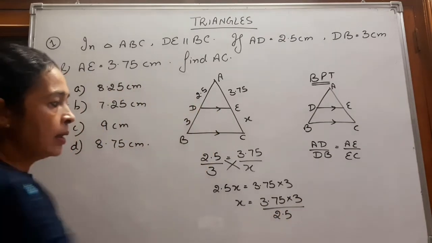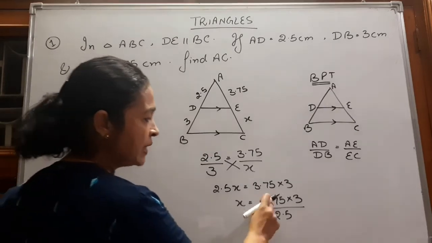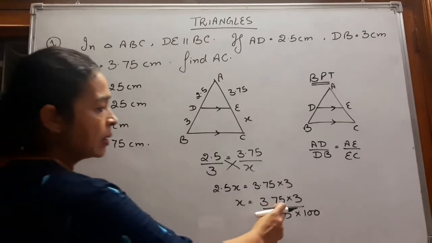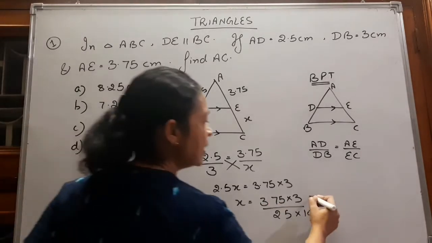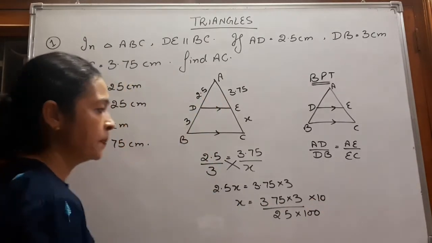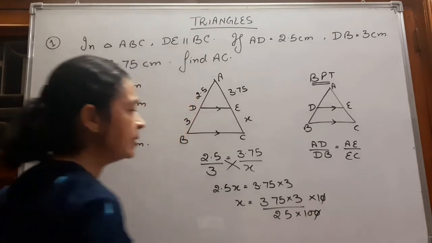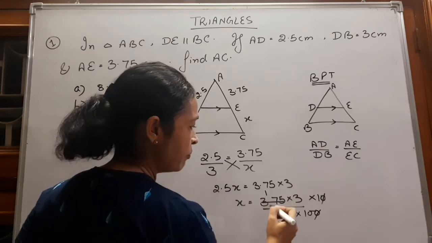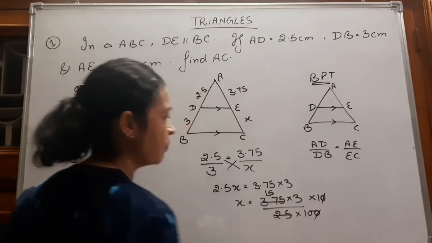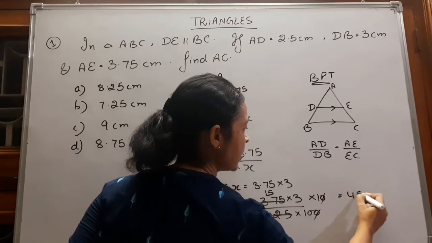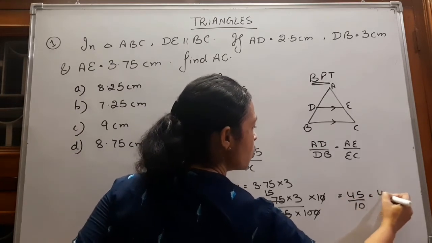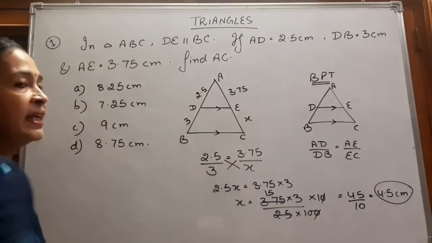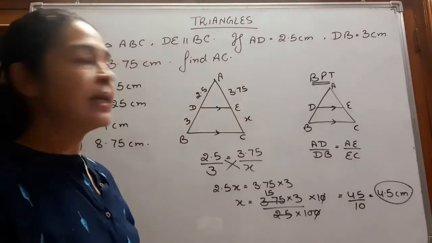Take the decimals out. 0.75, we will write 100 in the denominator. Take out this decimal, we will write 10 in the numerator. Zeros cancelled. Now 25 ones are 25, 25 fives are 125, and 15 threes are 45 by 10. That is 4.5 centimeters. 4.5 centimeters is the value of x, which is EC.